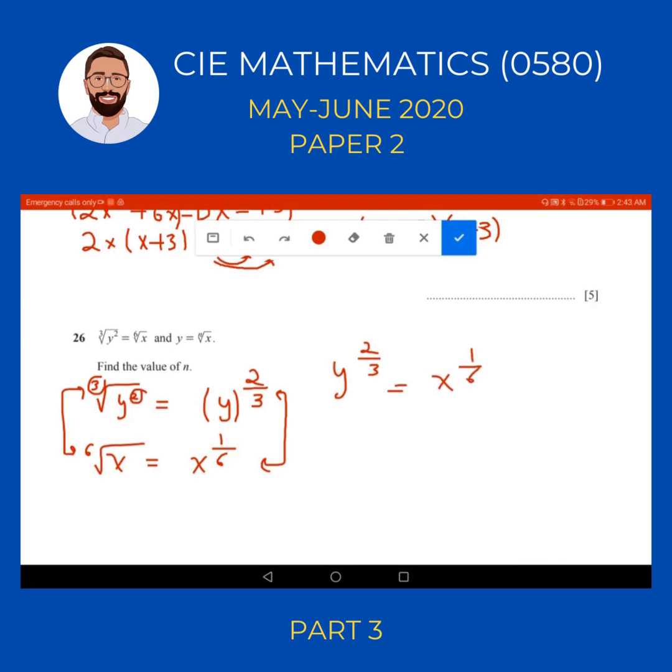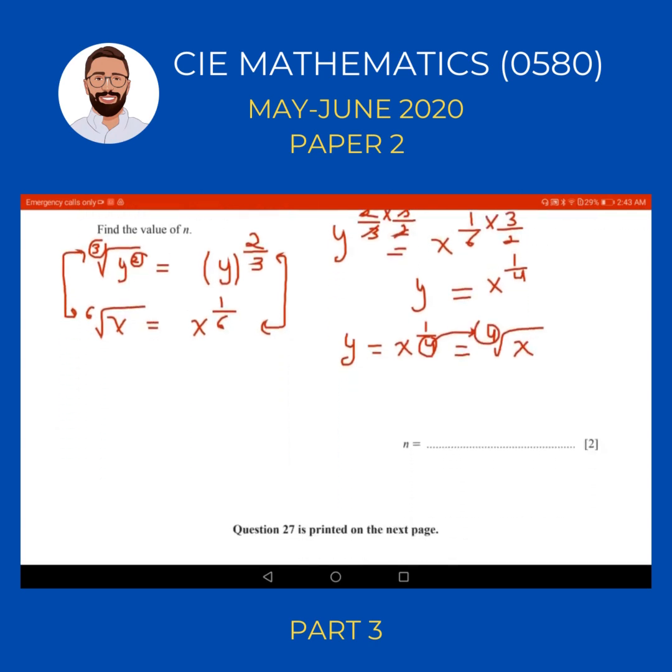So how can I find y? I need to multiply the power by 3 over 2. So the 2's and the 3's cancel out, and of course 1 over 6 times 3 over 2. So the answer is x to the power of 1 over 4. So y is equal to x to the power of 1 over 4, and this can be written as the square root of x, and at the tail I write the denominator, which is 4. So what's n here? It's 4. So the value of n is 4.